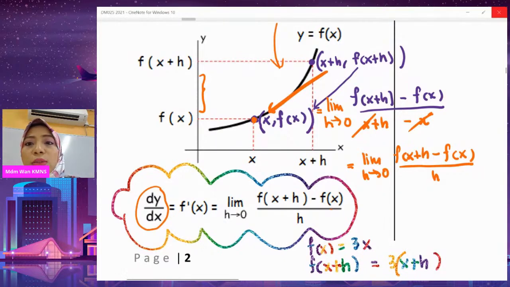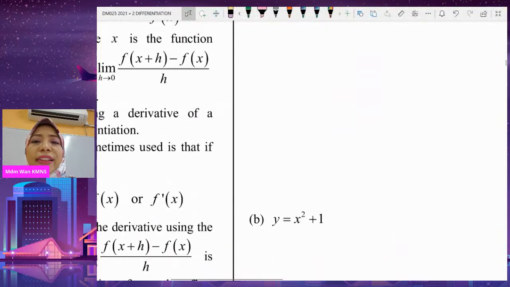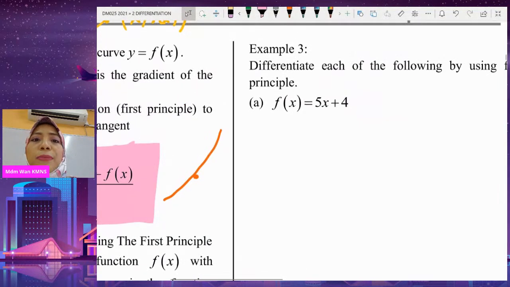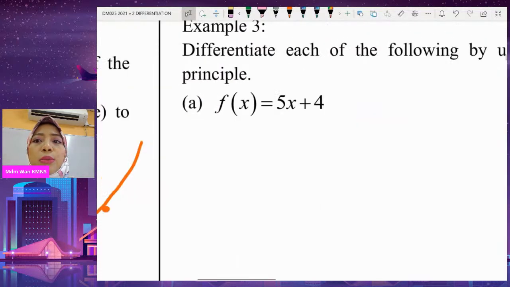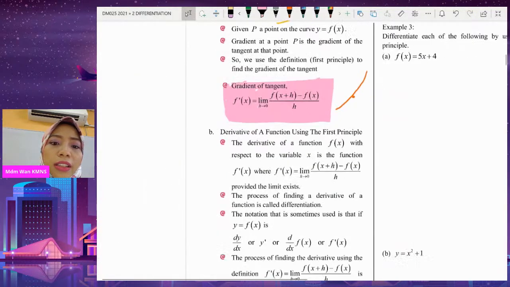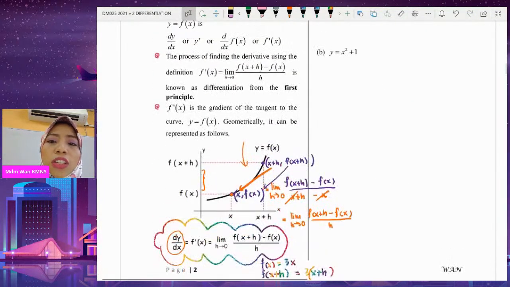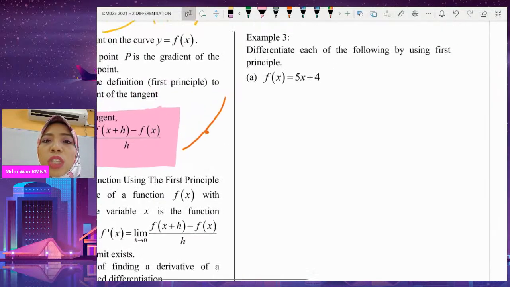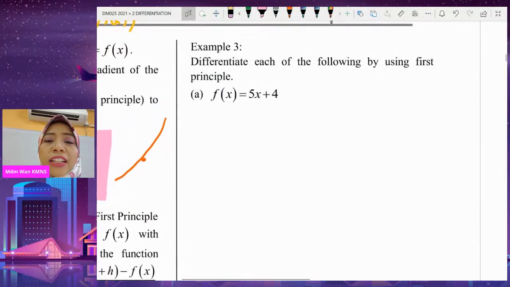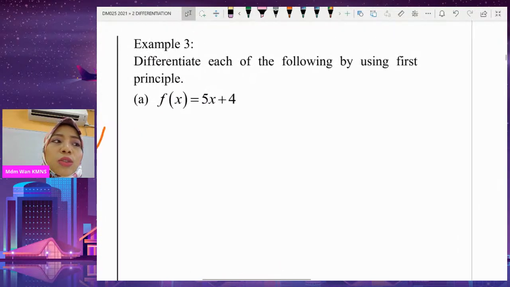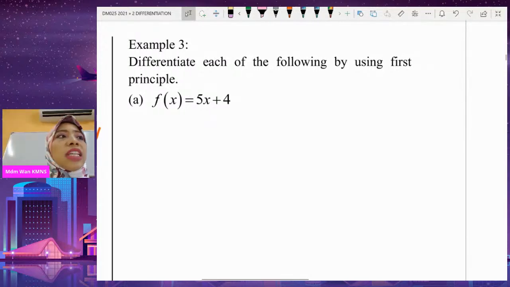Okay. So let's look at the example. Okay. So this is the crucial part lah. Why is it suddenly example 3? Oh, okay. Because just now example 1 and 2 we are explaining and finding the differentiation. Okay. So now let's look at example 3.